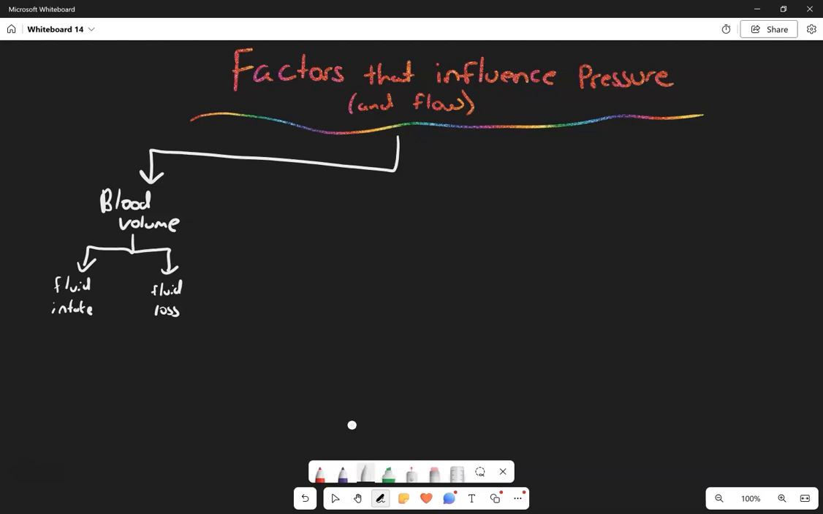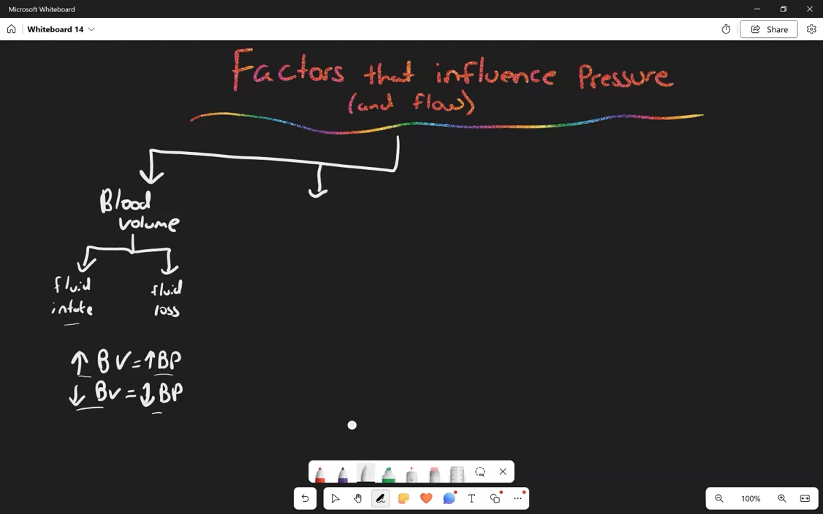So if we increase blood volume, so I'm going to put this down here, increase blood volume is going to increase that blood pressure. Decrease in blood volume equals a decrease in blood pressure. So if we increase fluid loss, that is going to decrease blood volume, which decreases blood pressure. If I increase my fluid intake, that will increase my blood volume and increase my blood pressure, okay?